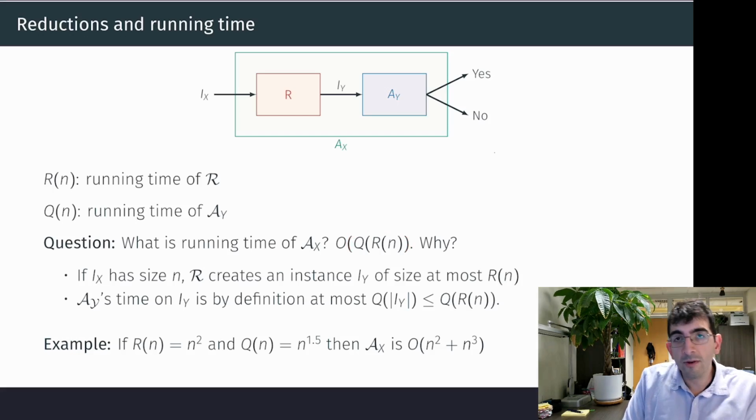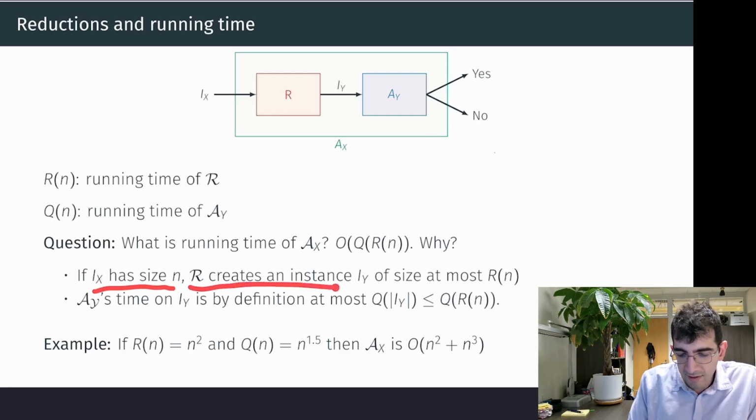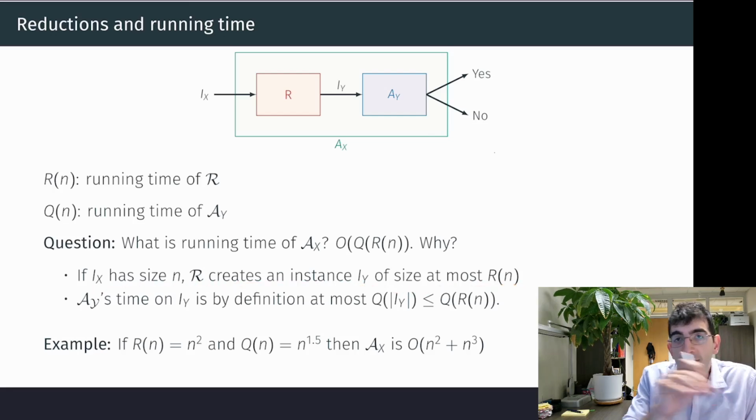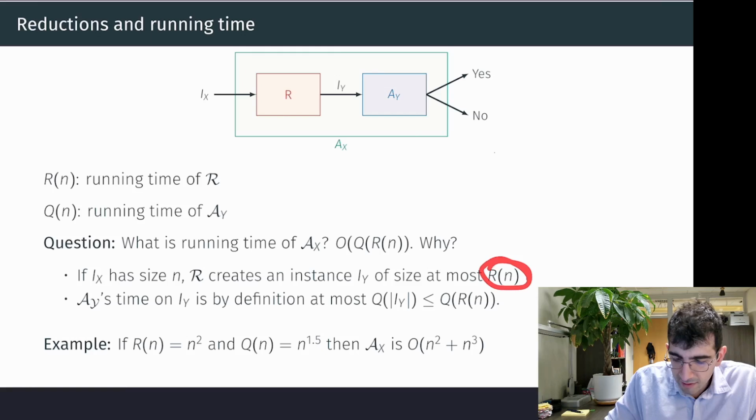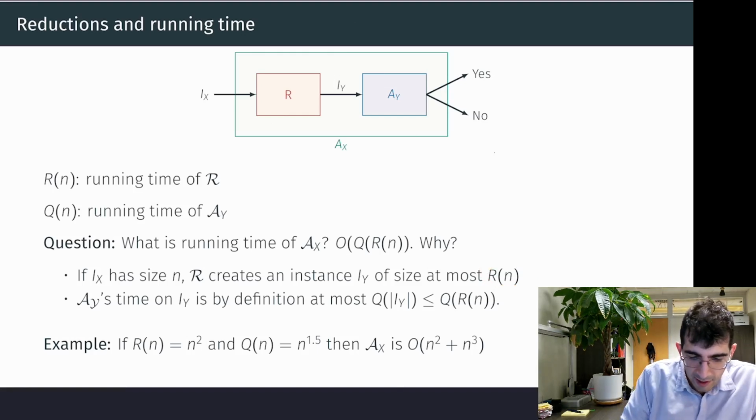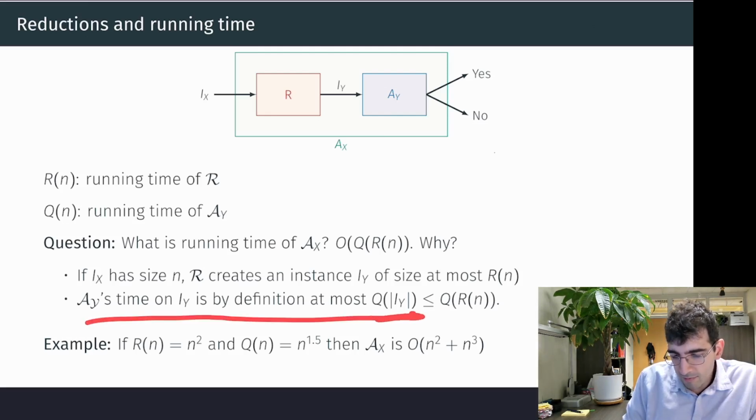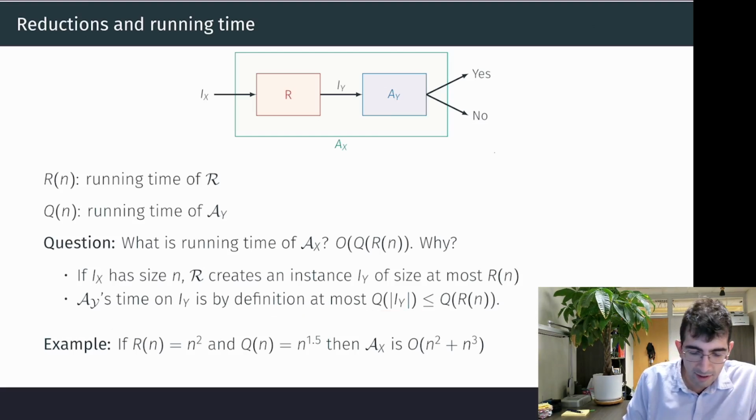Another way to look at that is if Ix has size n, then R creates an instance Iy of size at most R(n). That's the maximum size of Iy it creates. And Ay's time on Iy is by definition at most Q of the size of Iy, which is simply Q of R of n. In more concrete terms, if the reduction takes n squared time and the algorithm for Y takes n to the 1.5 time, then the algorithm for X takes Q of R(n).